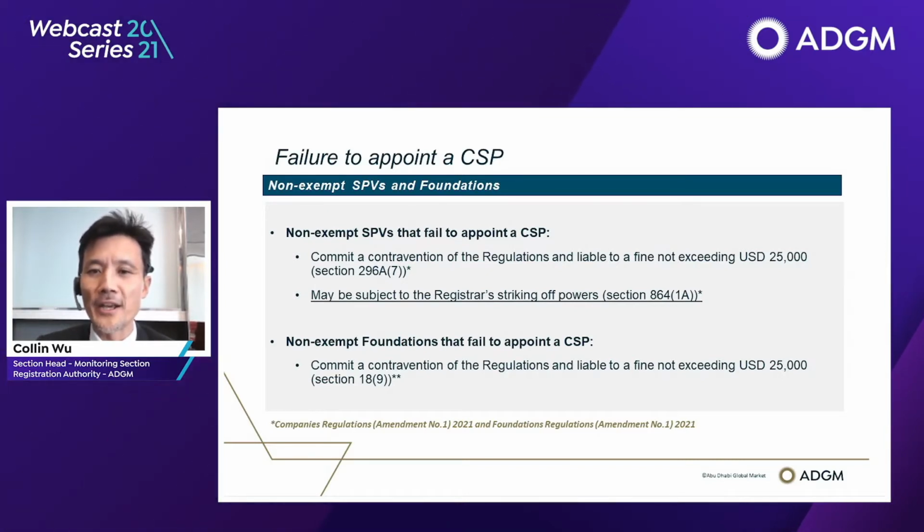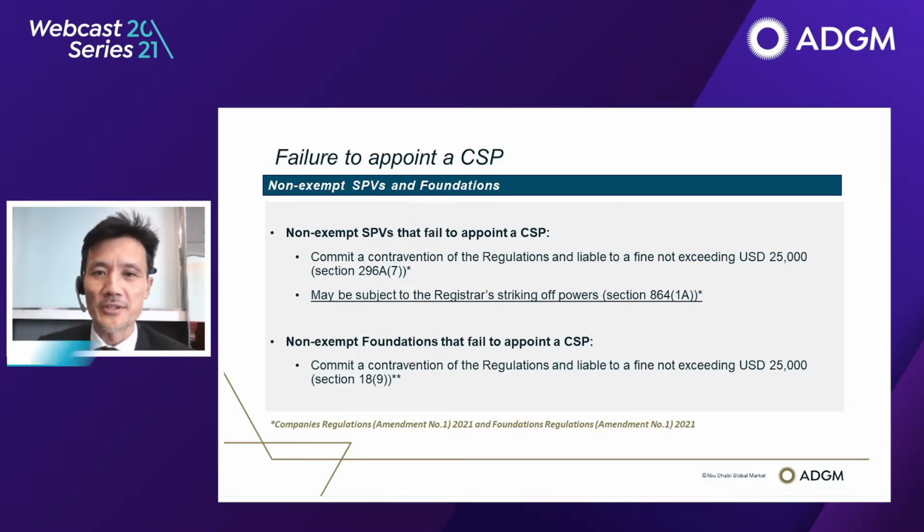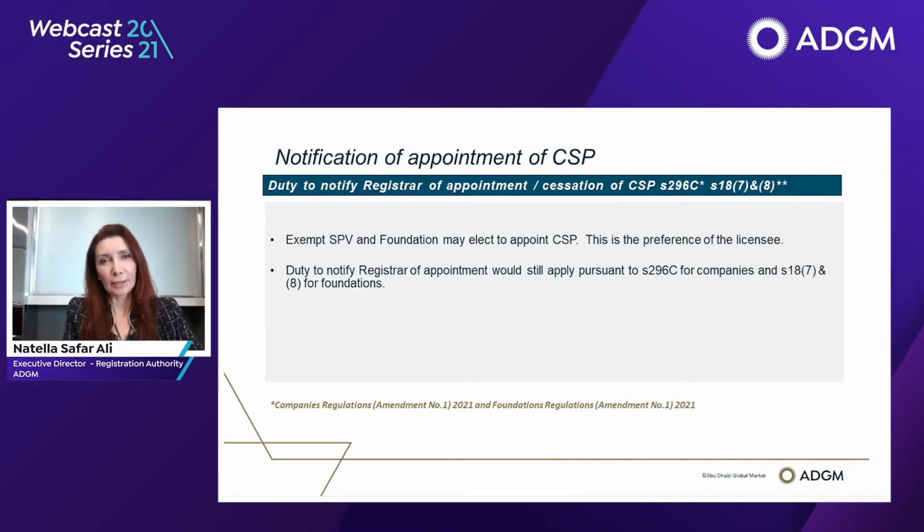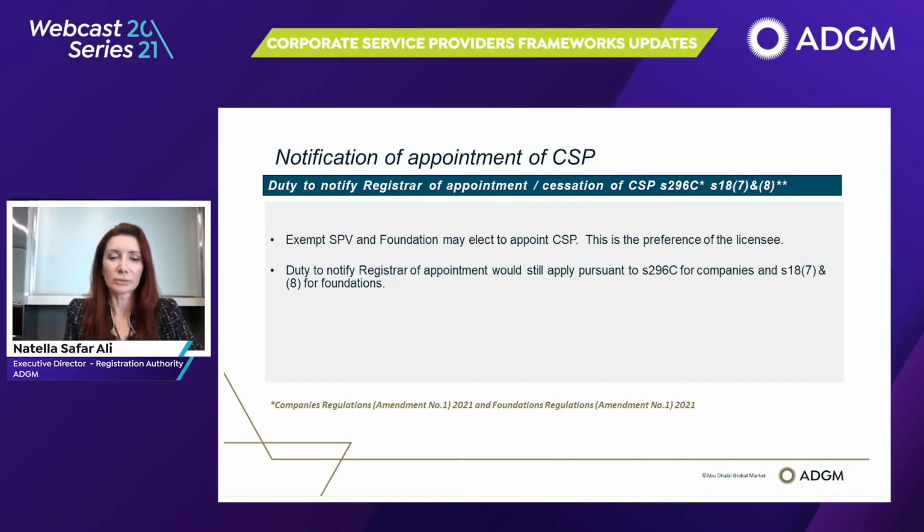Similarly, non-exempt foundations that fail to appoint a CSP also will commit a contravention of the Companies Regulations and are also liable to a fine not exceeding $25,000. So it is not unusual for an exempt SPV or foundation to engage an ADGM licensed CSP. That is fine, that's not against the rules.